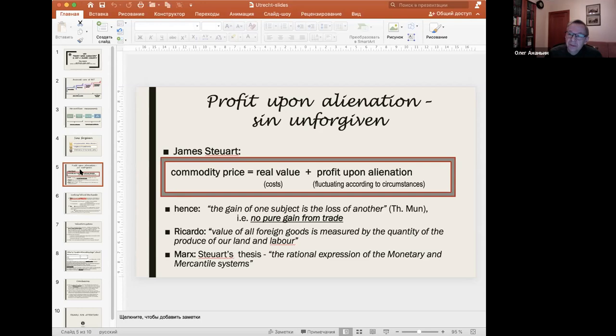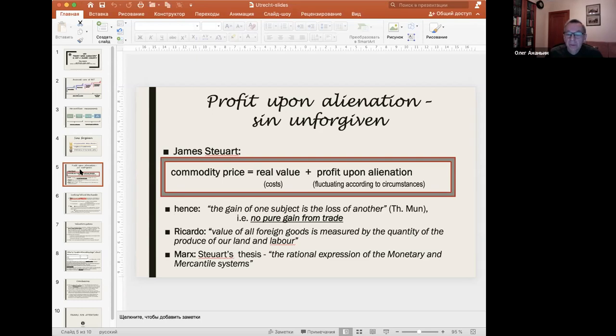So this phrase is usually understood, and rightly understood in relation to Stewart, I think, as the situation when the gain of one partner is a loss for another partner. So there is no additional value emerging from this profit upon alienation. That is the point. So the point is whether trade produces some kind of value or not.